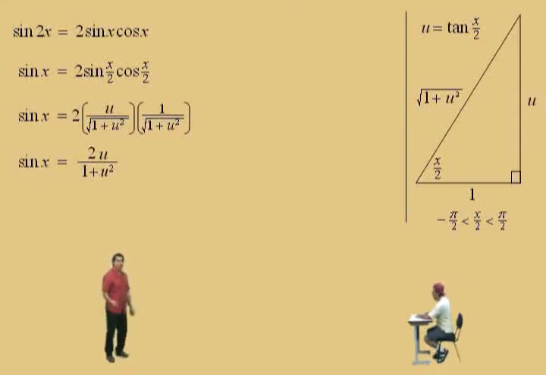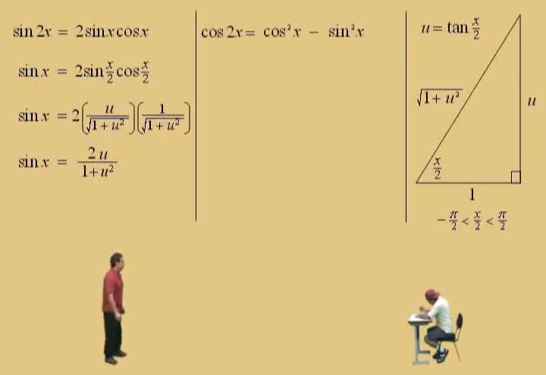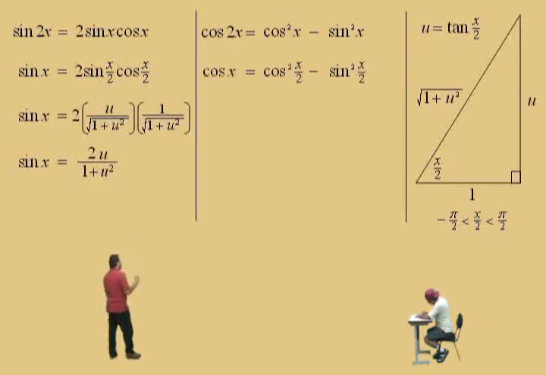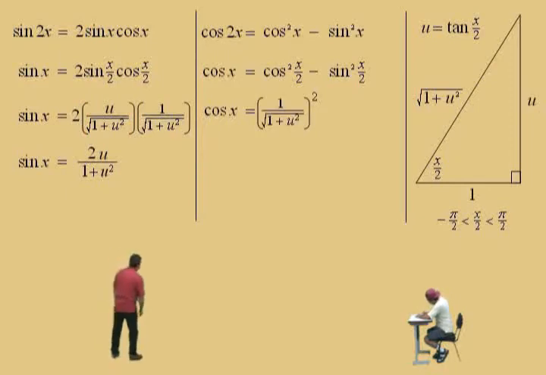Very nice, Charlie. So now, let's go for the cosine. Remember, we use this form. Cosine of 2x is cosine squared subtract sine squared x, right? And therefore, cosine x was equal to cosine squared of x over 2 subtract sine squared of x over 2. Don't forget. Now, we have cosine squared of x over 2, so we're going to square cosine of x over 2. And what was cosine of x over 2, Charlie? 1 over square root of 1 plus u squared.